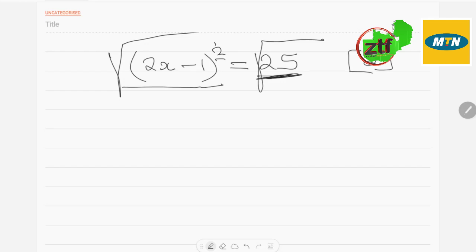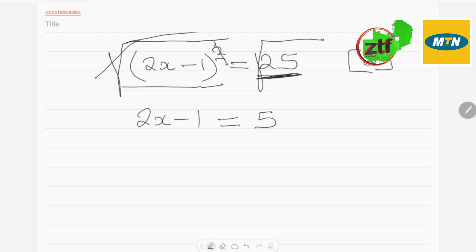So once I introduce the square root sign, it means this 2 and this radical, the square root sign, will eliminate each other. Then we're going to have 2x minus 1 remaining equals the square root of 25, the positive square root is 5. You have a very simple linear equation that you need to solve there. So we are going to say 2x, when you transpose this side, you have 5 plus 1. And then you have 2x equals 6.